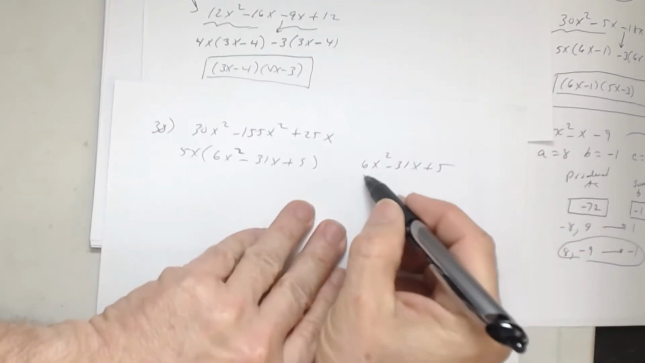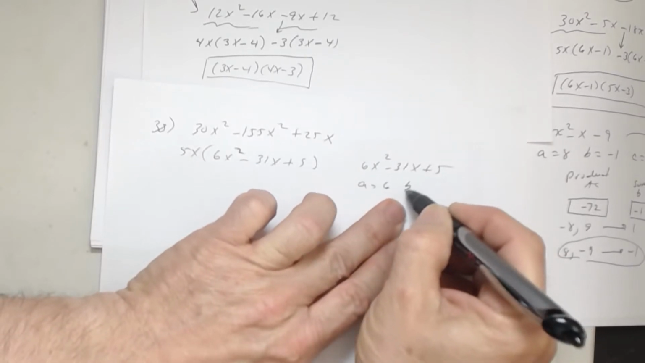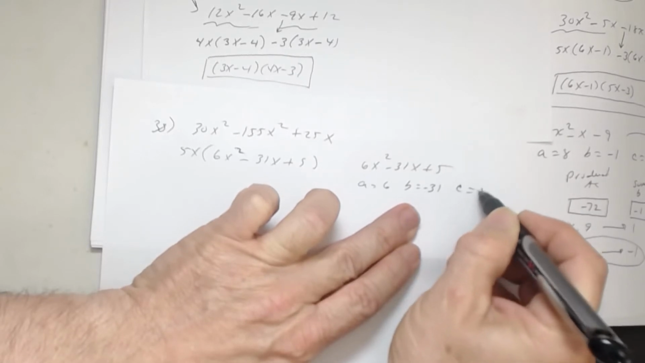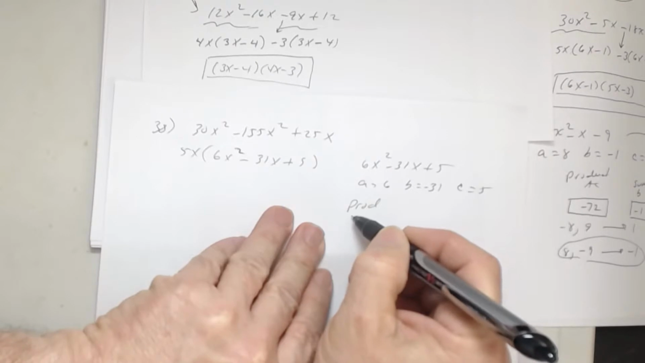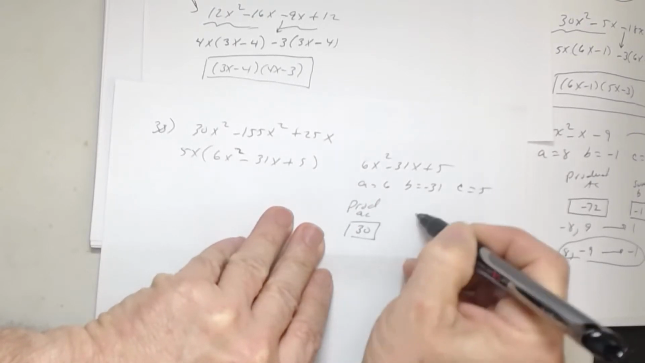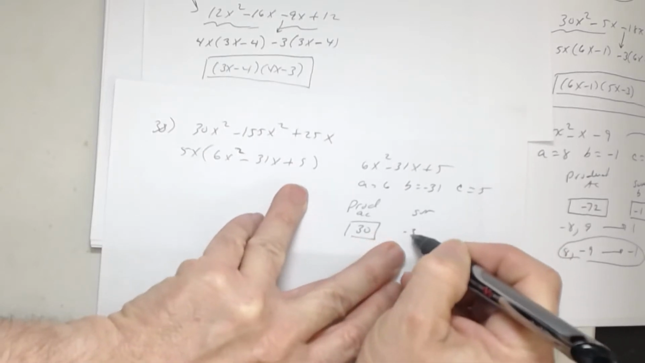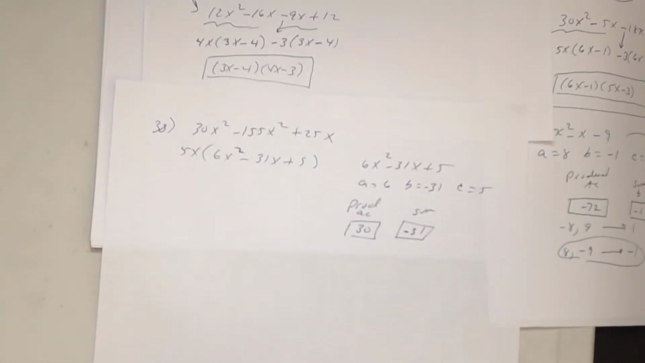Okay, so A is what? 6. B is? Negative 31. C is? 5. All right, so I want the product to be AC, which is 30. And you want the sum to be negative 31. Now that one's easy to figure out. What is it?